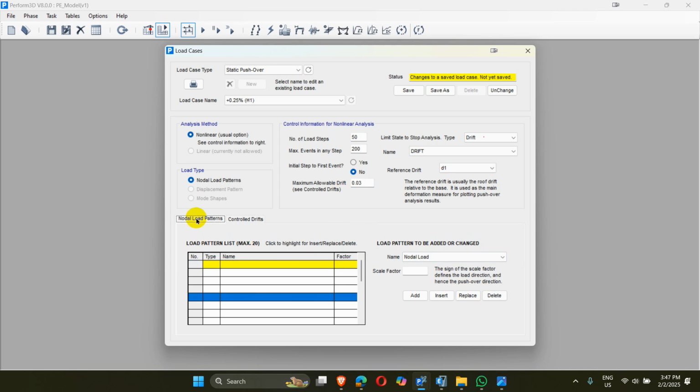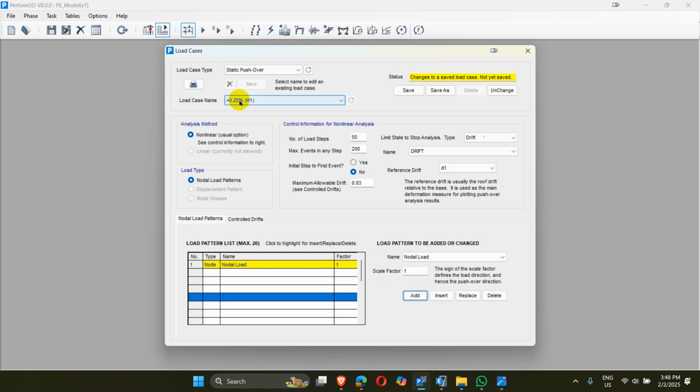And here we have to go for nodal load pattern. Select the nodal load scale factor of 1. It means positive h1 direction. And if we have to go for negative h1 direction, we can keep the scale factor as -1. In this way, the structure is pushed up to a control drift of 3% in the positive h1 direction, and we can change it to the h2 direction as well for both positive and negative, in which the scale factor has to be changed with the positive or negative sign for the case of static pushover load case.